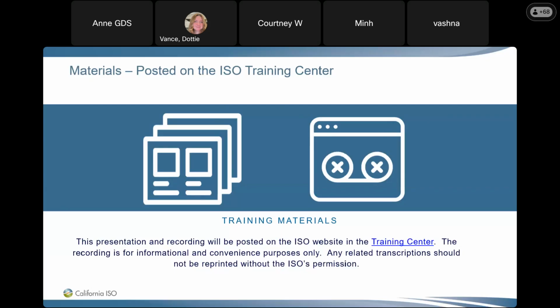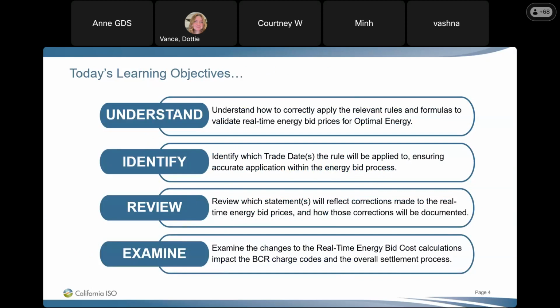So now that we got the housekeeping taken care of, we're squared away to start this training, let's go over the learning objectives today. So what our goal is, you leaving this training, what do we want to achieve? You'll see we have a couple, and they're going to hit on a couple of things that we go through. It's really to understand how we're going to apply these rules and formulas to really validate the energy bid prices.